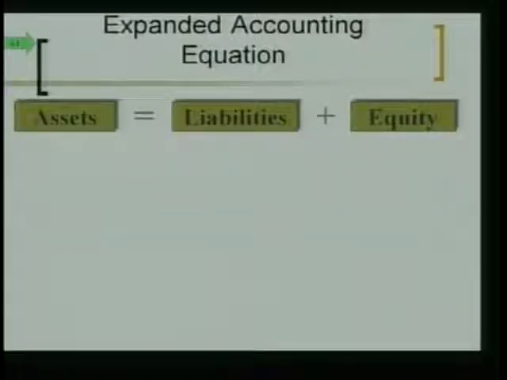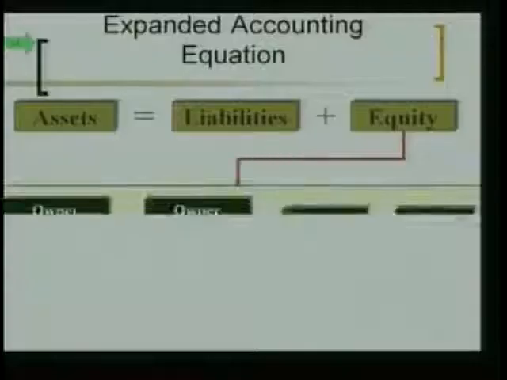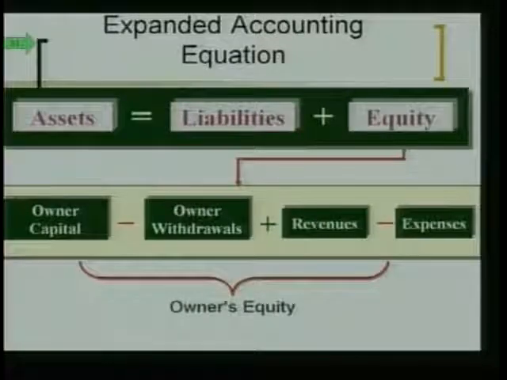Now there is the basic accounting equation, correct? Assets equals liabilities plus equity. Now from our quiz, the two things that caused equity to decrease were what? Withdrawals of assets by the owner out of the business and expenses, right? I want to expand this accounting equation and I want you to understand what we're doing here. Equity is decreased by expenses and owner withdrawals, right?